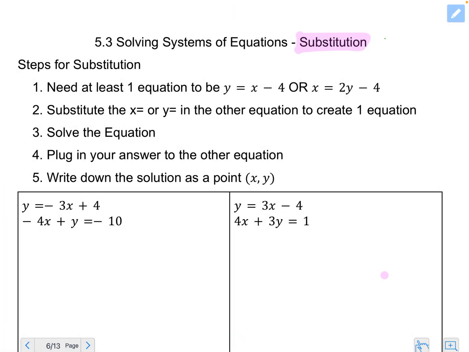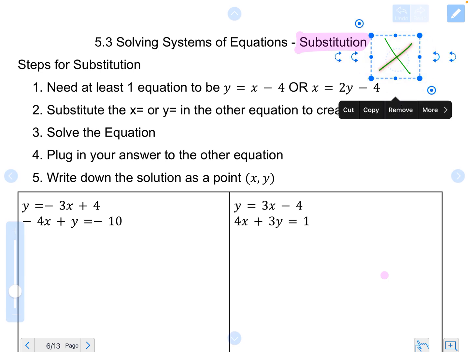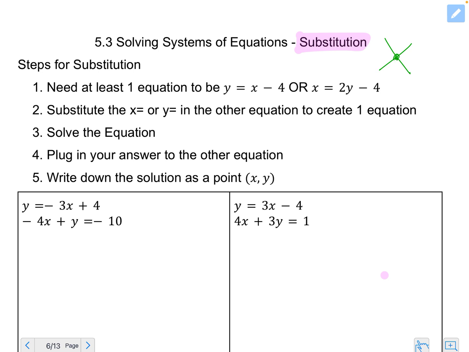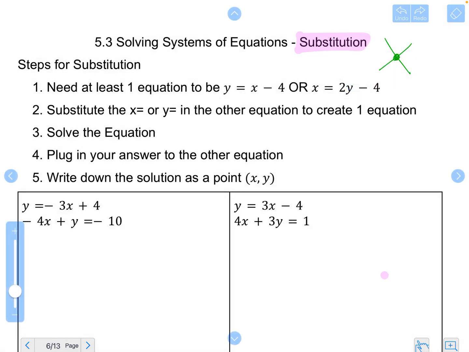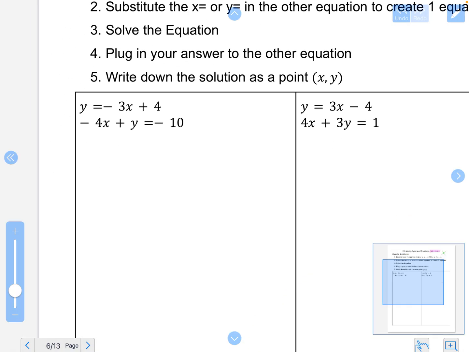So real quick, let's remember when we have systems of equations, we have two lines, and so our solution is the point where those two lines meet. Normally we find this graphically, but we are able to do this without a graph just by using our good math skills. So let's start looking at some examples.